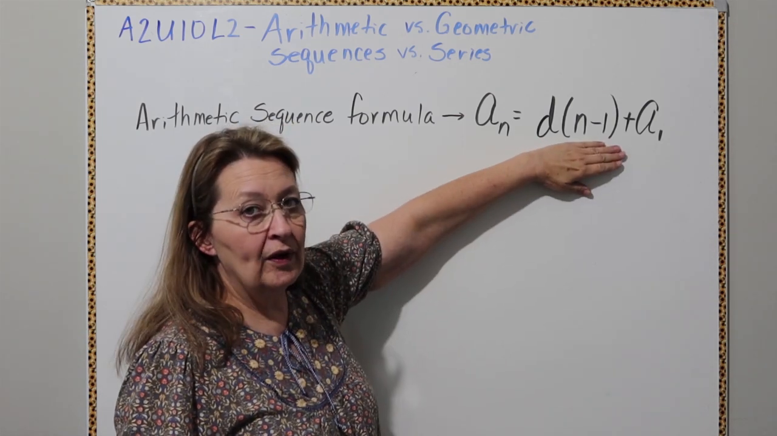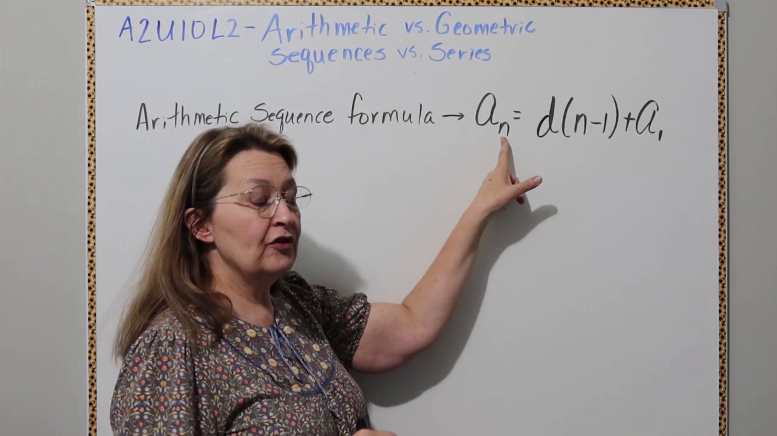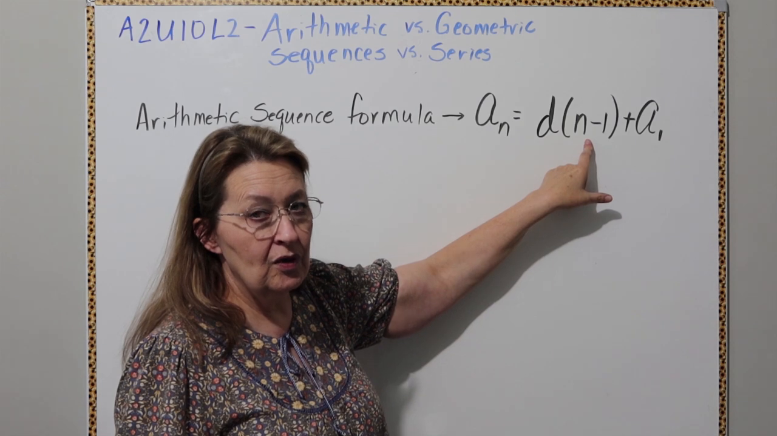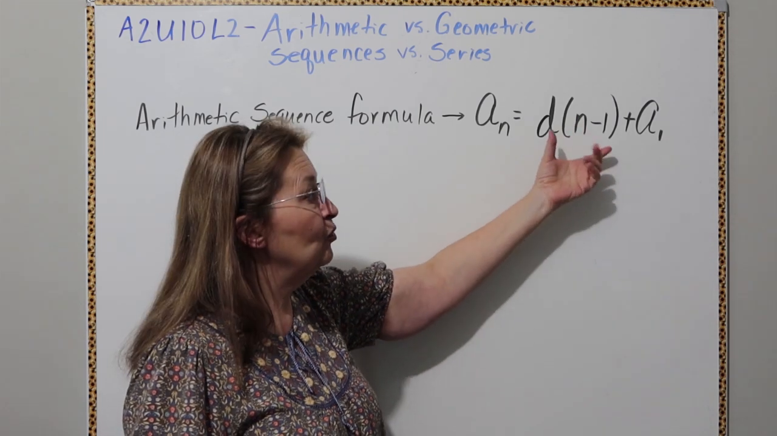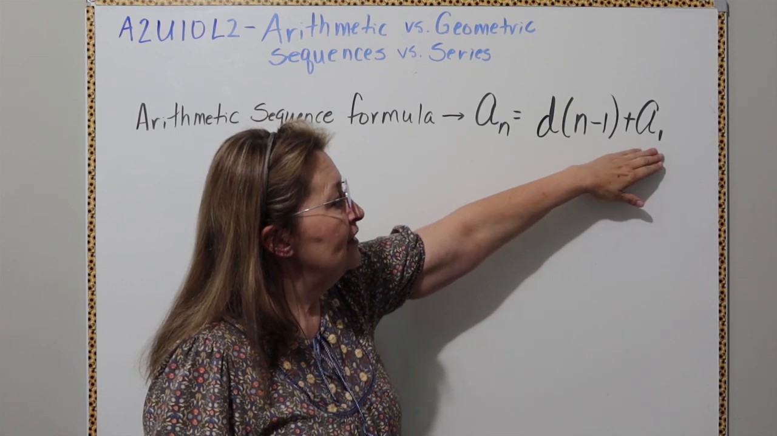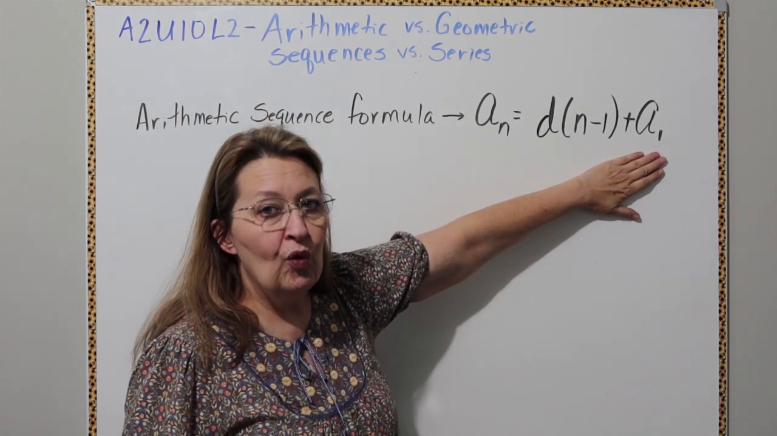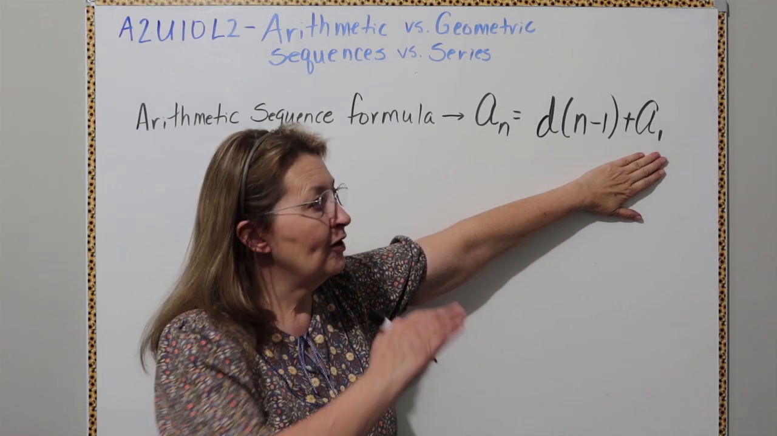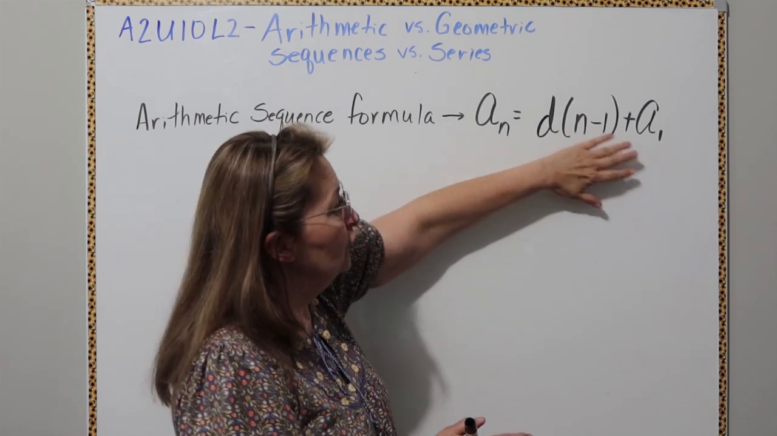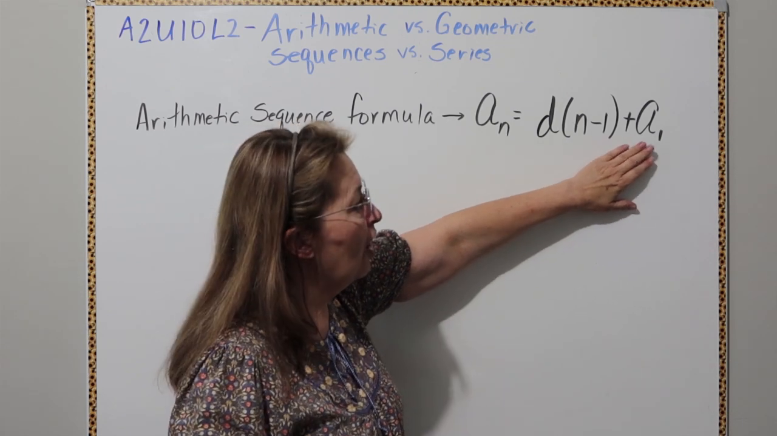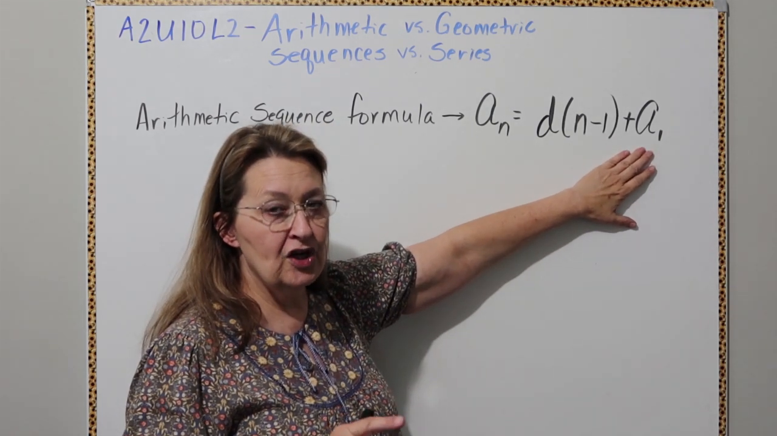Alright, n minus 1. Well, if I'm looking for the 23rd term, my n minus 1 is going to be 22. So that's going to change. It's going to be one less than whatever term I'm looking for. Then this last term here, A1, that's going to be the first term in your sequence. No matter which term you're looking for, this operation will vary, but you are always going to add the first term back.